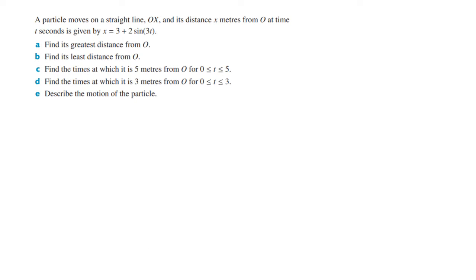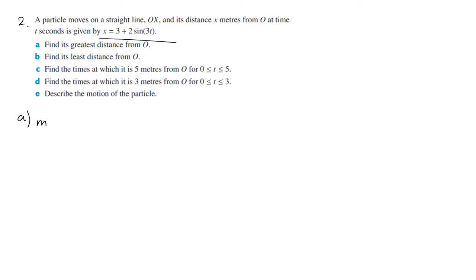Now let's have a look at question 2. Question 2 says a particle moves on a straight line OX and its distance x meters from O at time t seconds is given by x equals 3 plus 2 sine 3t. It says find its greatest distance from O. Okay, so we're trying to find the maximum of this function.